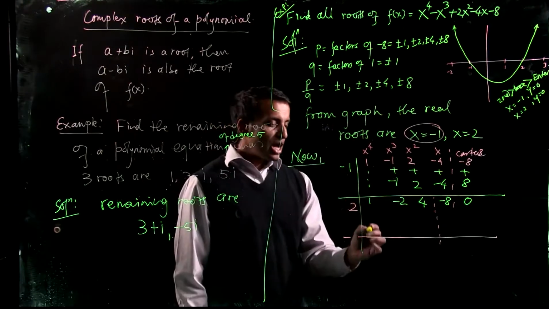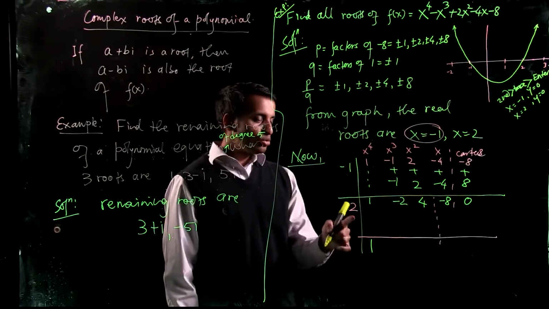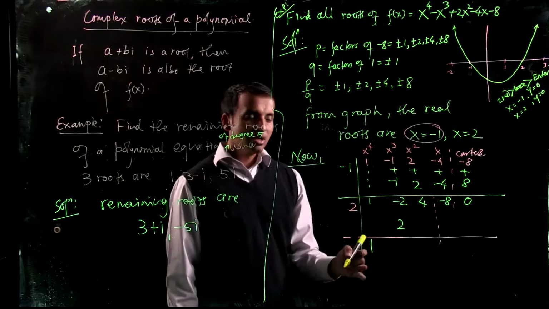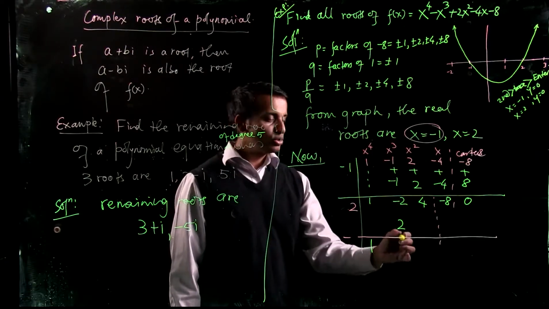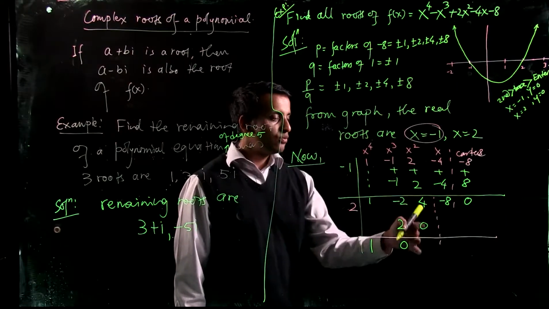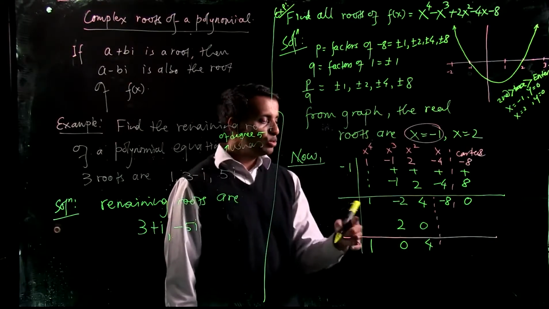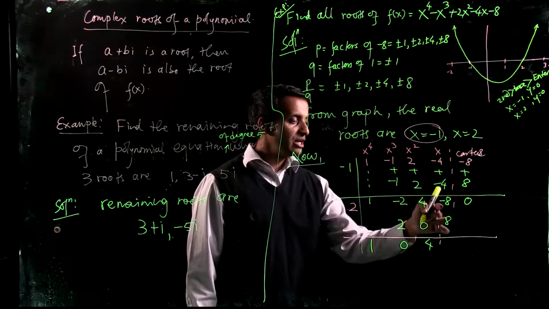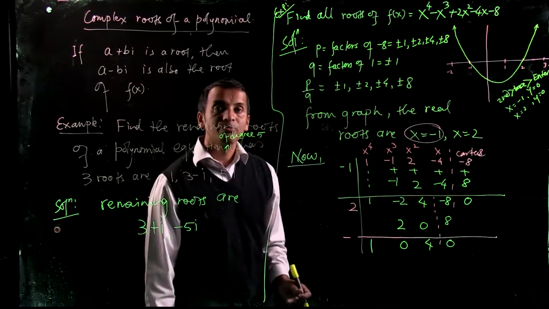Now, 1 goes to 1 directly. So 2 times 1 is 2. Okay, negative 2 plus 2 will be 0, and 2 times 0 is 0. 4 plus 0 is 4. 2 times 4 is 8. Negative 8 plus 8 is 0.